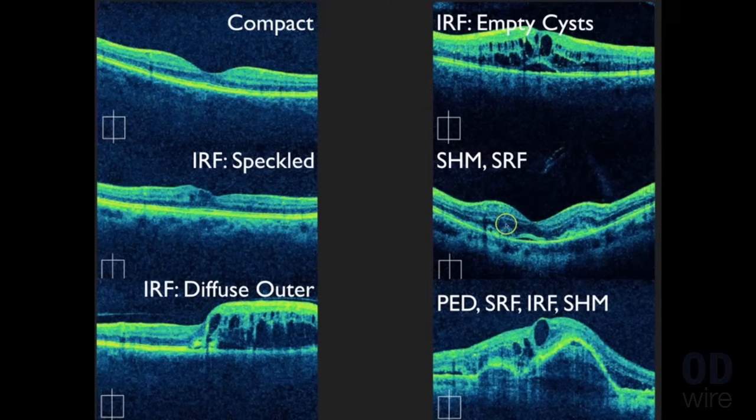In this image, we've got subretinal hyperreflective material here and here, along with subretinal fluid. And in our last example at the bottom, we've got subretinal fluid, a pigment epithelial detachment, subretinal hyperreflective material, and intraretinal fluid.